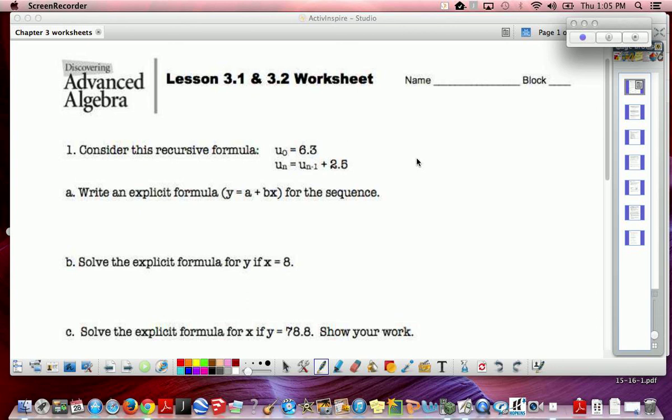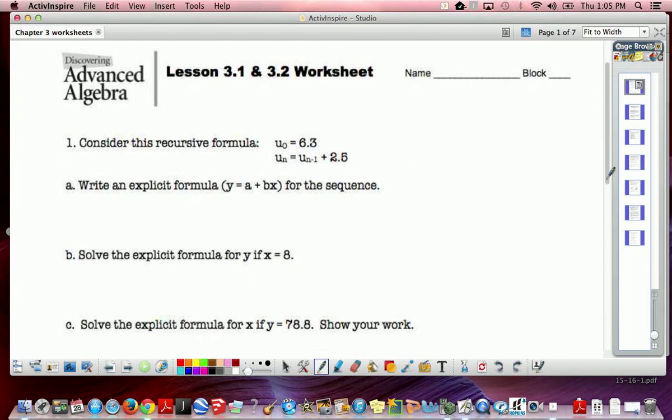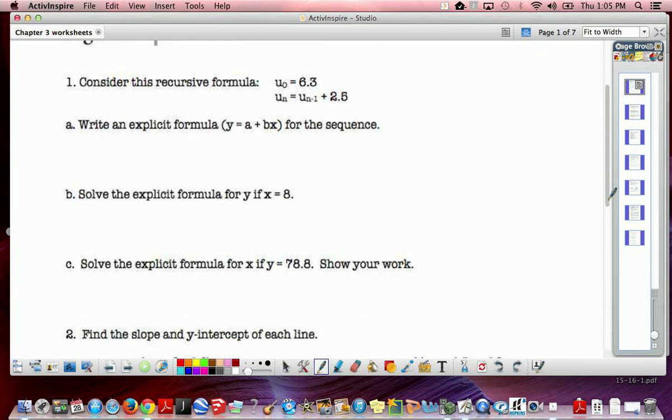Look at the first page of worksheet 3.1, 3.2, where we're now taking a recursive formula, looking at writing it as an explicit formula, and using that explicit formula to solve pieces on. So in this first one, we're given the recursive formula, u sub 0 equals 6.3, and then u sub n equals u sub n minus 1 plus 2.5.